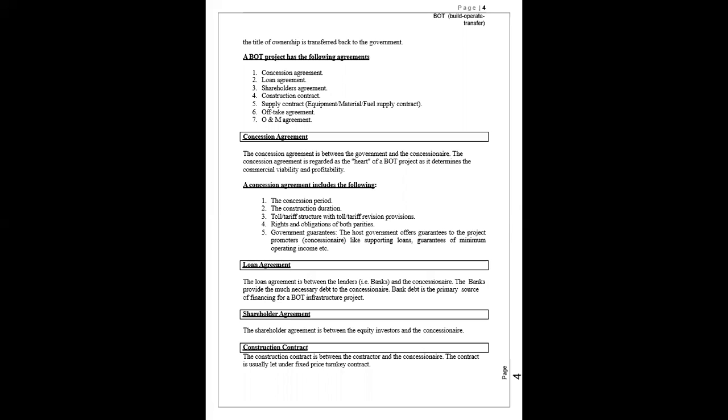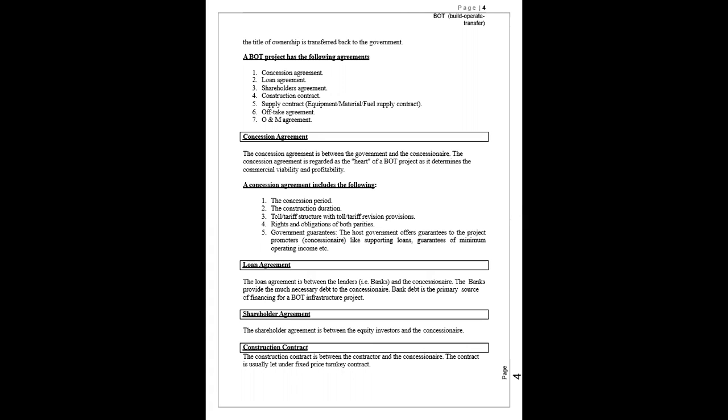The most important part is construction period, concession period, then traffic and toll judgment, that calculation, different rights and guarantees are mentioned in the concession agreement.